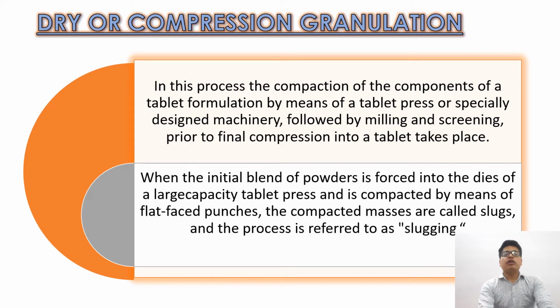Now we talk about dry or compression granulation. In this process, compaction of the components of the tablet formulation by means of a tablet press or specially designed machinery, followed by milling and screening prior to the final compression into a tablet, takes place. When the initial blend of the powder is forced into the dies of the large capacity tablet press and is compacted by means of flat faced punches, the compact masses called slugs are formed.